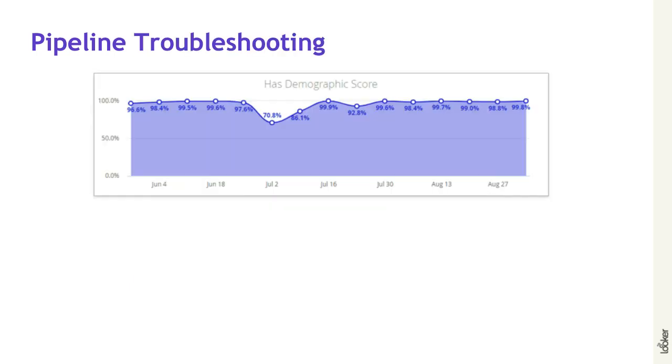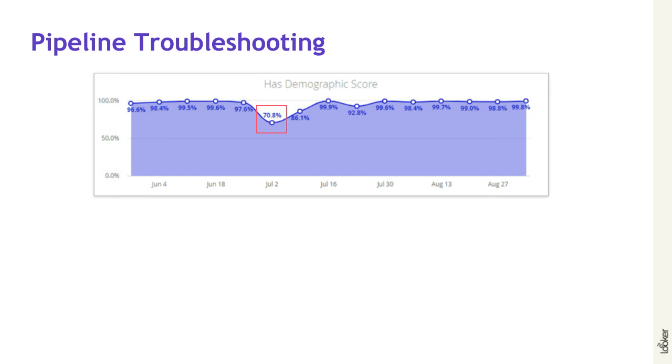So here's a chart showing what percentage of our leads are receiving a demographic score. And in our ideal world, 100% of these should be getting a score. And as we can see here, most of the time, that's pretty close to true. However, we did have 1 week where that percentage dropped off pretty dramatically.